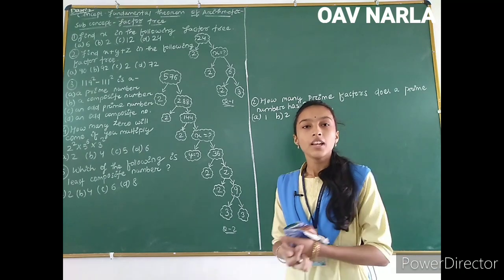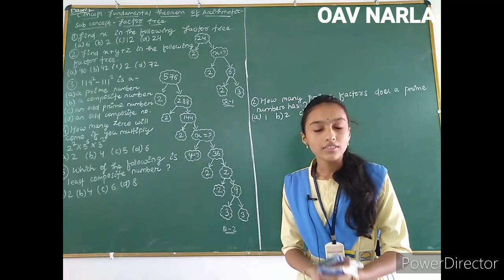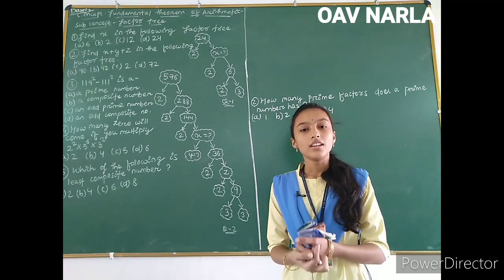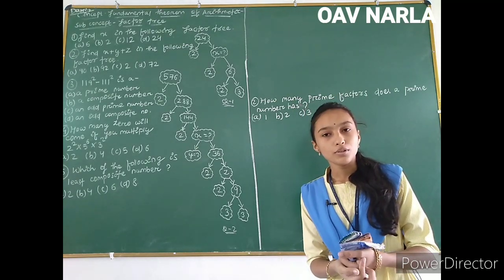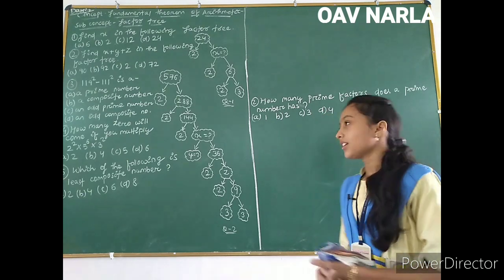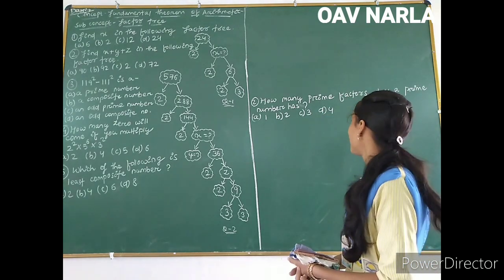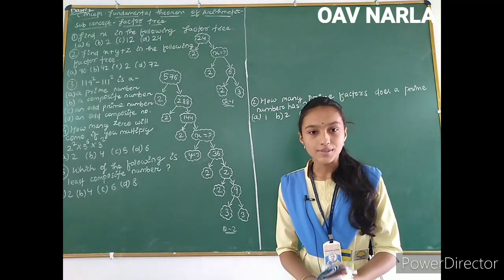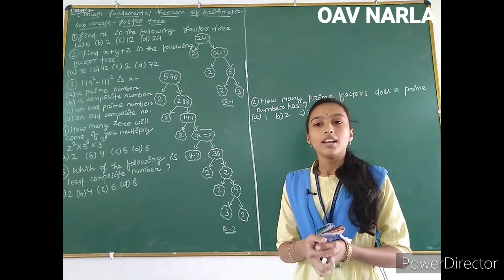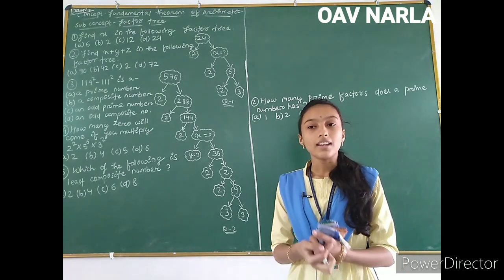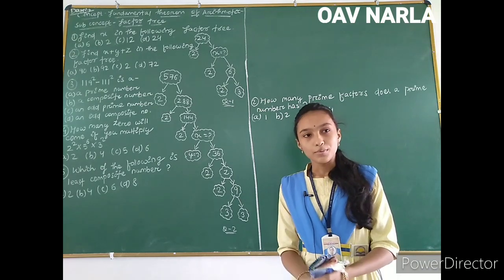Before starting, let me tell you one thing, that in yesterday's session there was a little mistake done by Siddharth. That is of question number 2, which said, how many prime factors does a prime number have? That is 1 prime factor, the number itself, as we know that 1 is neither a prime nor a composite number.